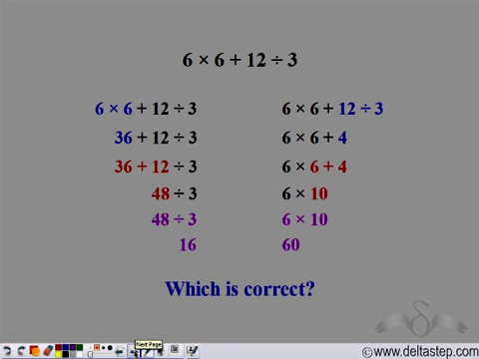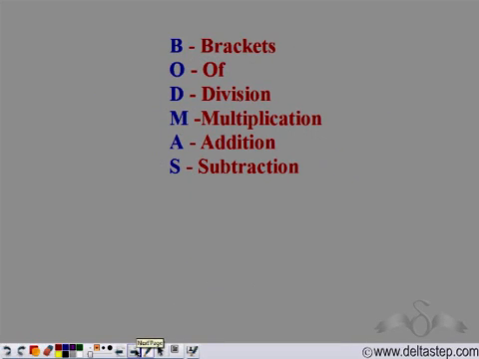So which of them is actually correct? We know that in mathematics, one problem cannot have two different solutions. So which is correct? We need to have a set of rules for calculating this, and the set of rules is given as BODMAS. First, we calculate the brackets, then we calculate all the offs, then we calculate all the divisions, then multiplication, addition and subtraction.